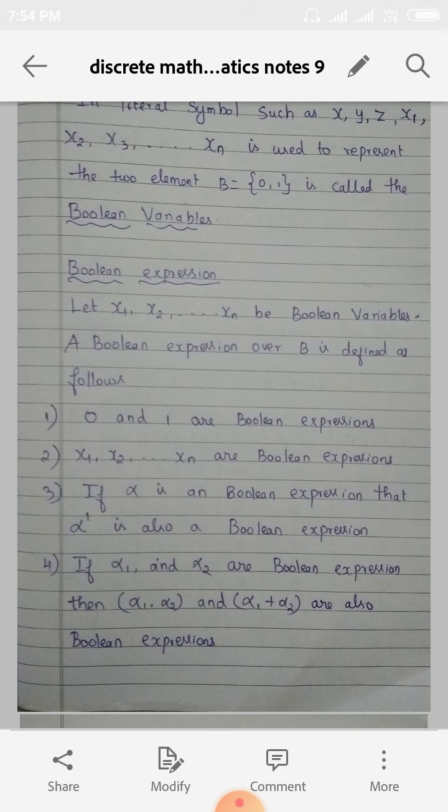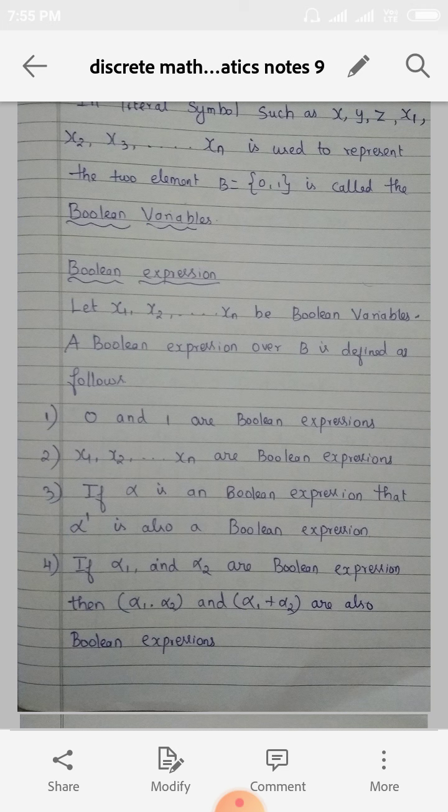What is called a Boolean expression? Let x1, x2, etc., xn be Boolean variables. A Boolean expression defined over B is defined as follows. First property: 0 and 1 are Boolean expressions. Second: x1, x2, etc., xn are Boolean expressions. Third: if alpha is a Boolean expression then alpha dash is also a Boolean expression. The fourth: if alpha 1 and alpha 2 are Boolean expressions, then alpha 1 into alpha 2 and alpha 1 plus alpha 2 are also Boolean expressions.